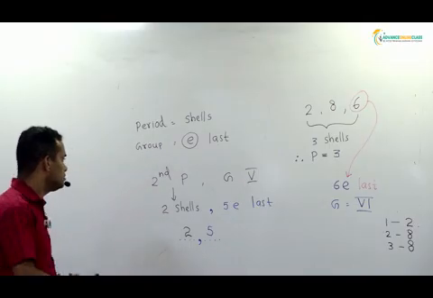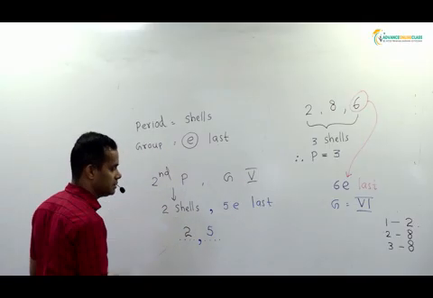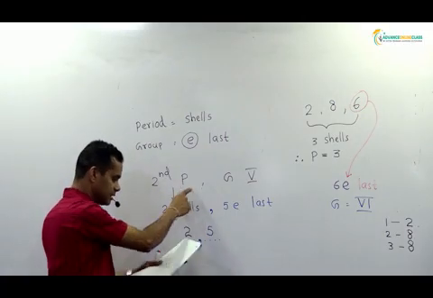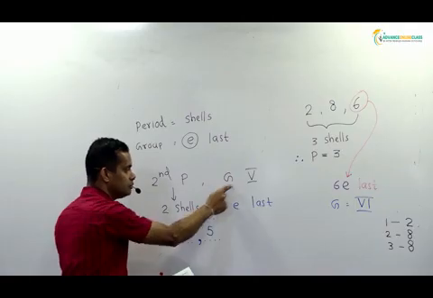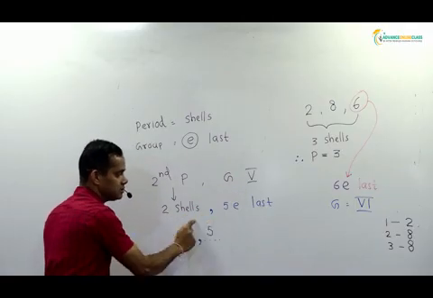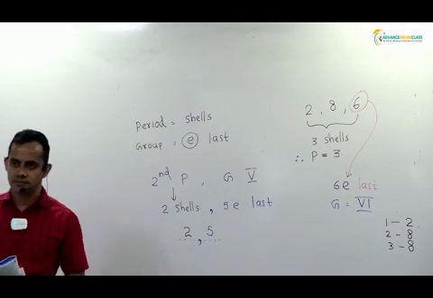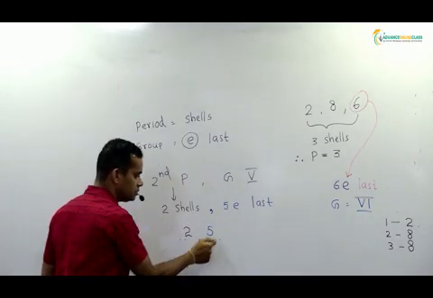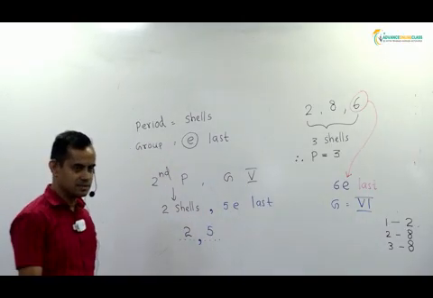Okay. So I want you to do it this way, not that way. Write it like this: second period means 2 shells, group 5 means 5 electrons. This is how you write. You can use 2 colors. One color for this one I use blue, one color for this one I use black.